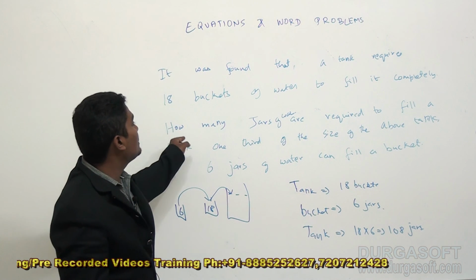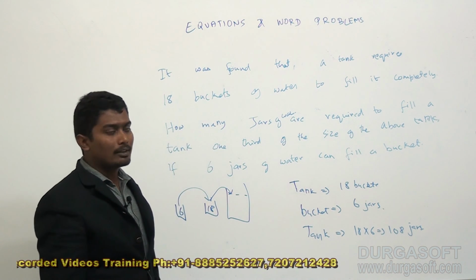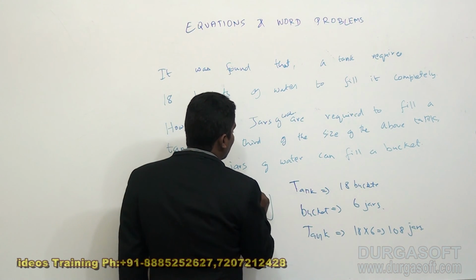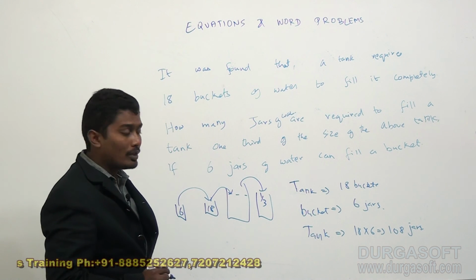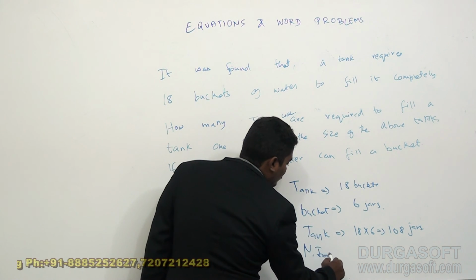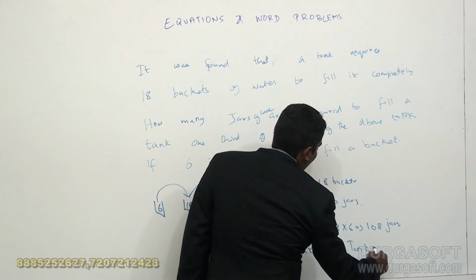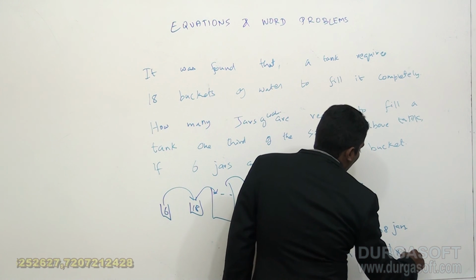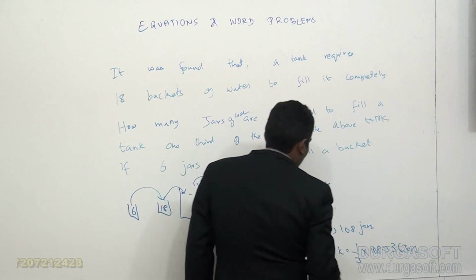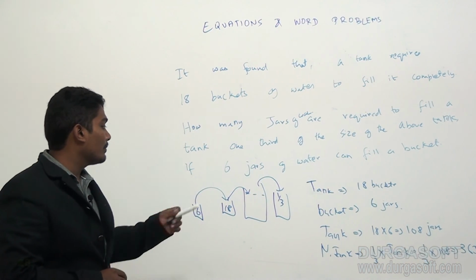Now, how many jars of water are required to fill a tank 1/3 of the size of the above tank? So I'll need to fill a tank that is only 1/3 of this size. The new tank requires 1/3 of the old tank, which is 1/3 of 108, that is 36 jars. You can say that 36 jars of water are required for the new tank.